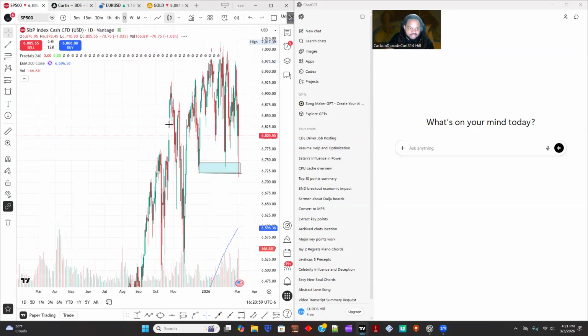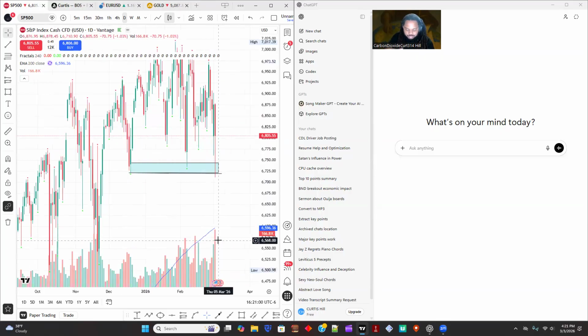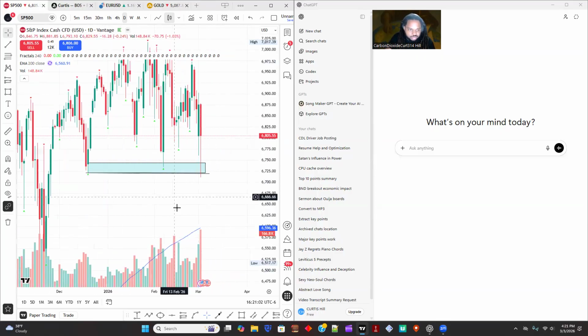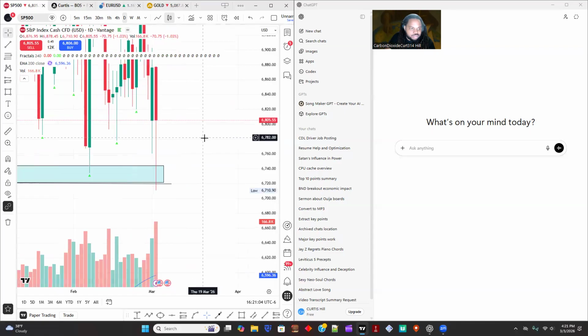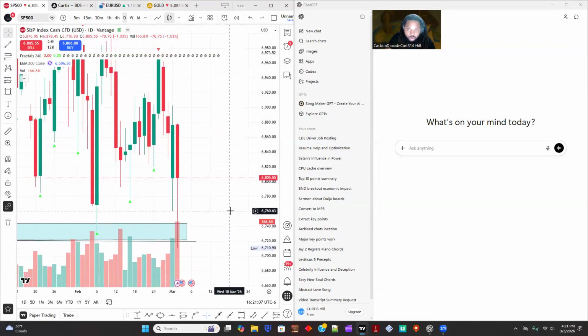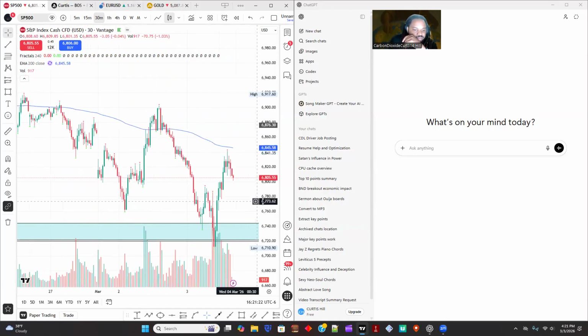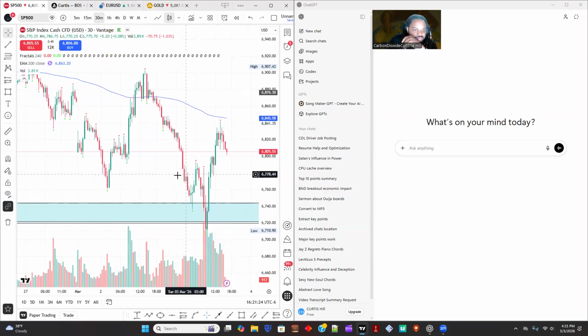Now, let's go back to the daily. Based off of this daily close, there's only so much you can get out of this for tomorrow when we trade tomorrow. Because SP is what we're usually going to be trading from this point on. I mean, obviously we're going to do AU, oil, gold, whatever we see. But I'm looking at it from this point. Let's go to the 30 real quick.